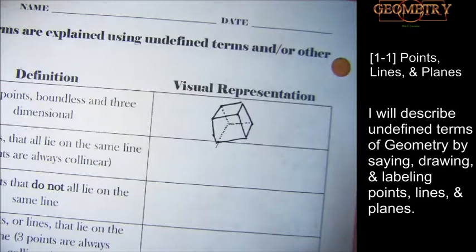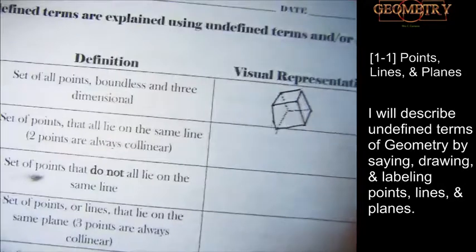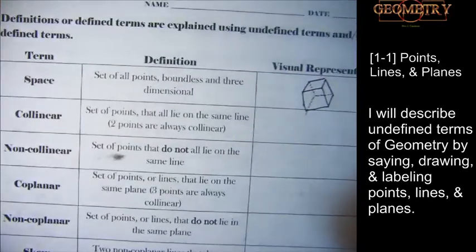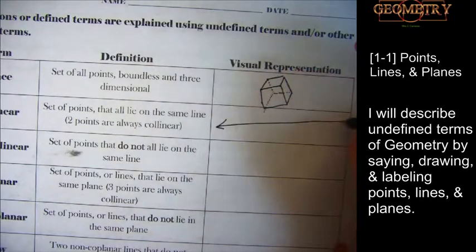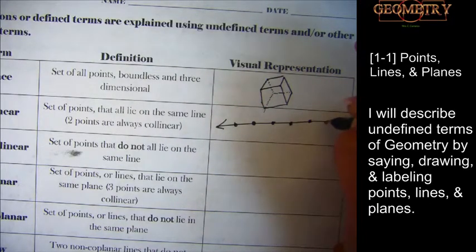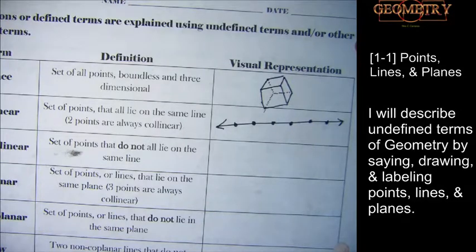All right. I don't have a cool way to name space, so we're just going to leave it like that, okay? The word collinear came up, sort of. Collinear is the set of points that are always on the same line. So if I draw a line and I put some points on it, all of these points are collinear to each other. 2 points are always going to be collinear. You only need 2 points to draw a line.